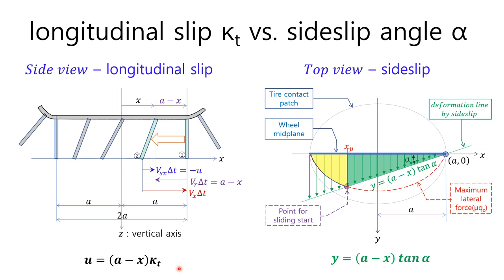As a result, all the longitudinal slip equations of the Brush model to be derived from now on can be formulated by substituting kappa t for tangent alpha in the side slip equation of the Brush model. Therefore, from now on, the longitudinal slip of the Brush model will be derived using the theoretical slip kappa t instead of the practical slip kappa p.